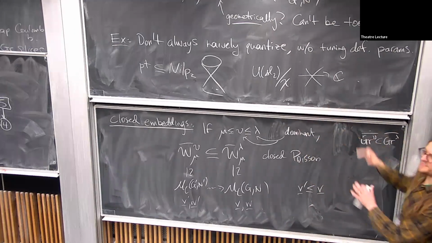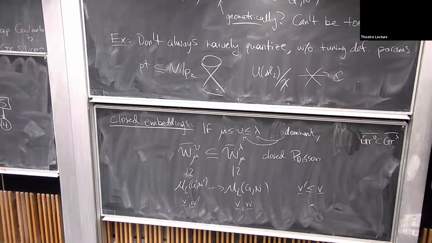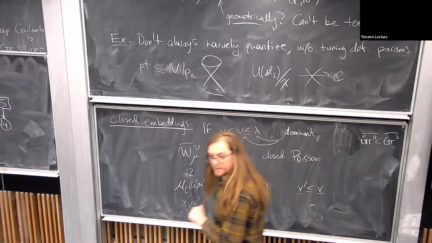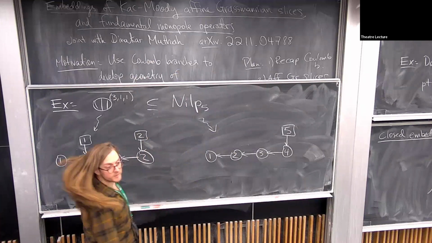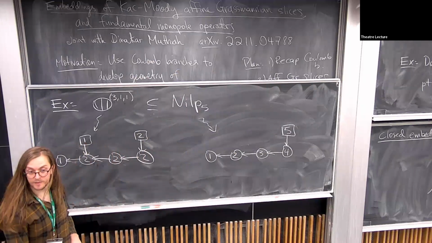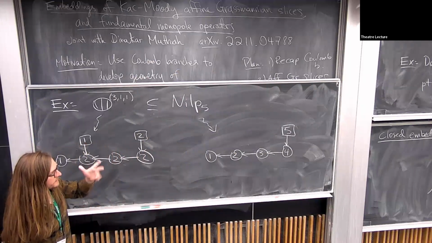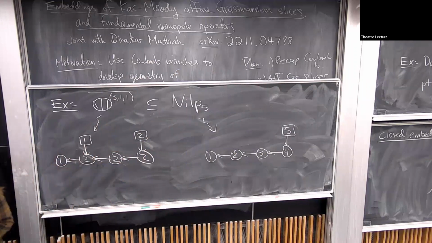Anyway, as I said, it's a heuristic, so maybe there's something you can do. Rather, we take a different approach, which is to use what we call fundamental monopole operators. This is sort of like the more algebraic side of this Coulomb story. So I'd like to talk about that for a few minutes.